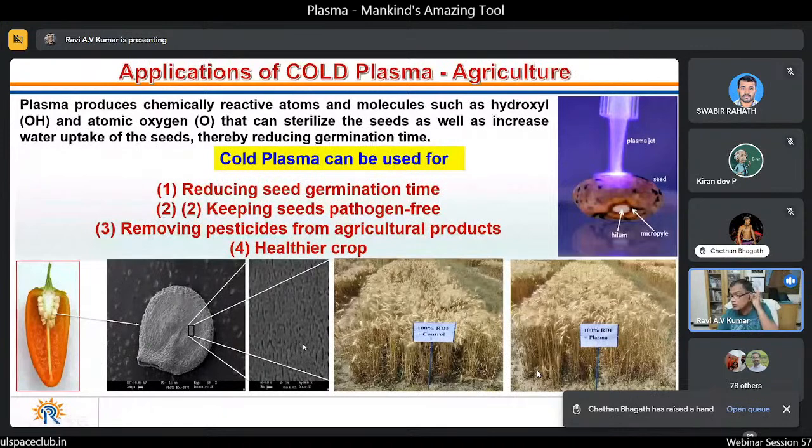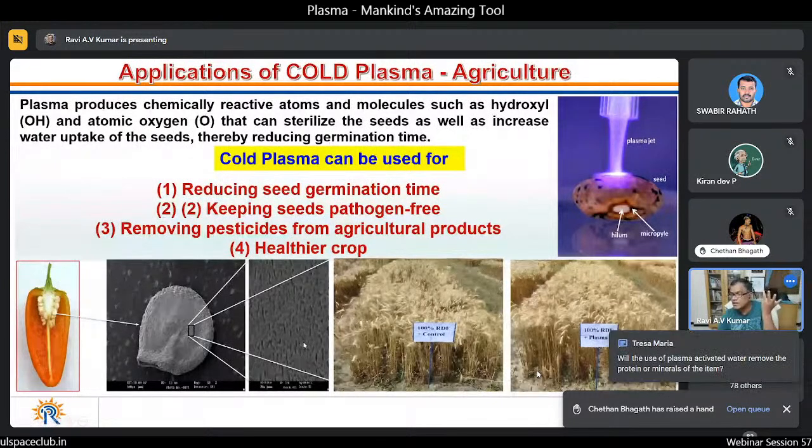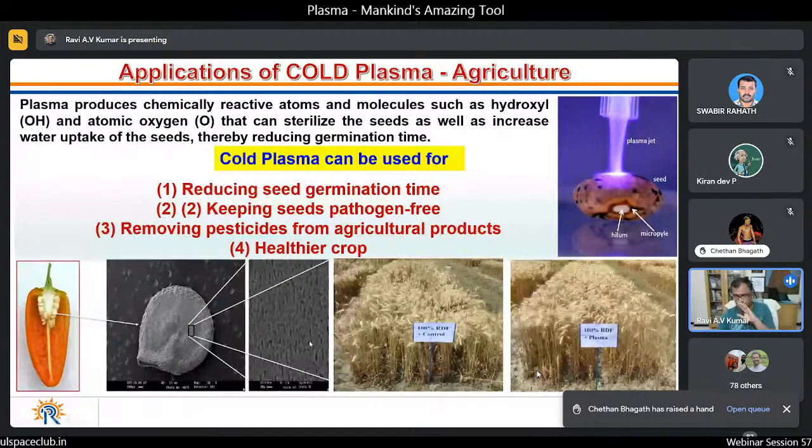Now you can ask me why I want to decrease germination time? Just imagine if a rice farmer has to plant rice, he has to do it 14 days in advance, because it takes 14 days from the seed to become the sapling. It can be transplanted, and the day he has to transplant, there has to be rain. So if it does not rain, all the saplings are gone. So I can reduce that time so that the farmer does not have to lose his precious seeds.